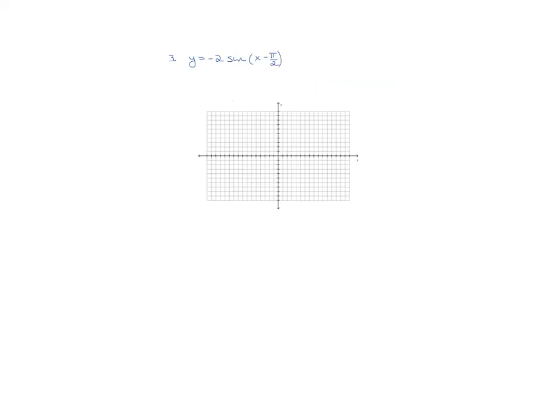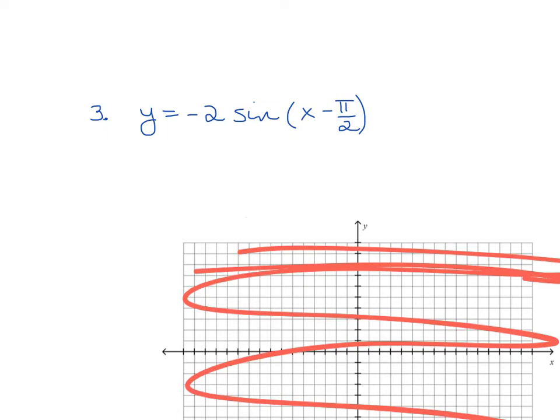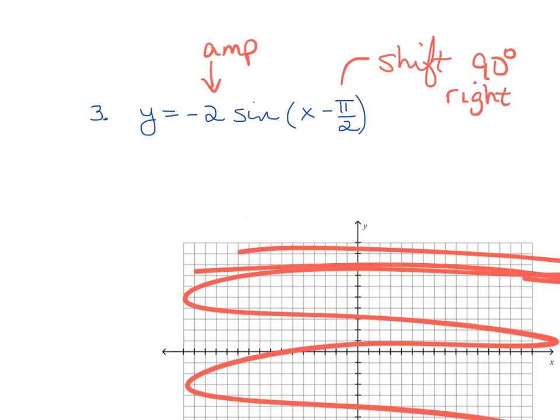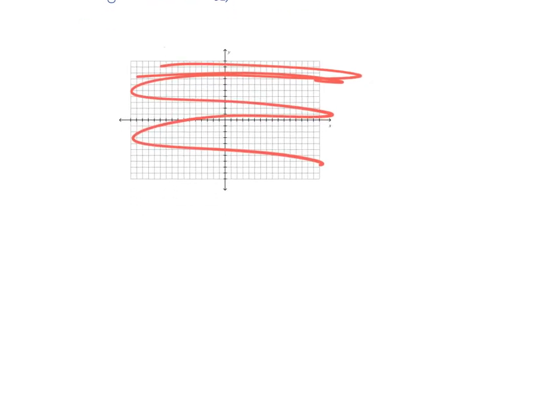All right, this one. Again, I'm not going to use this graph. So we have an amplitude of negative 2, and this is a shift of 90 degrees to the right. So let's go ahead and set this up. So my first point is at pi over 2.